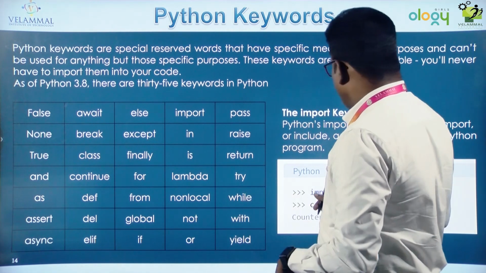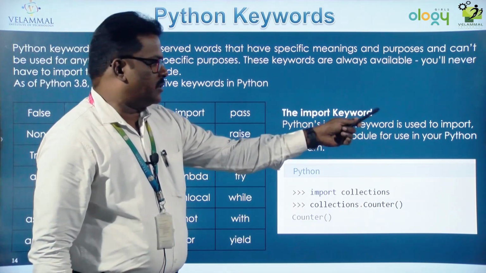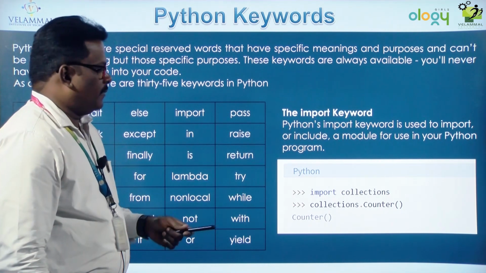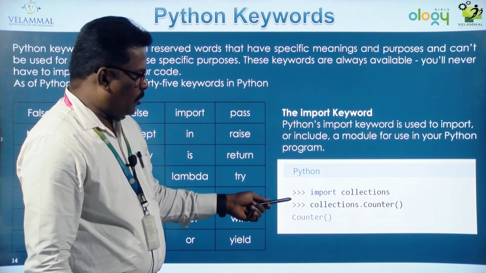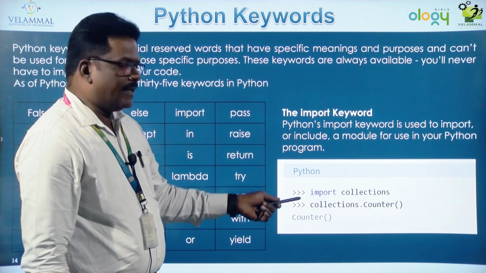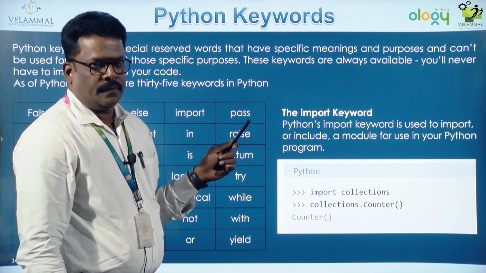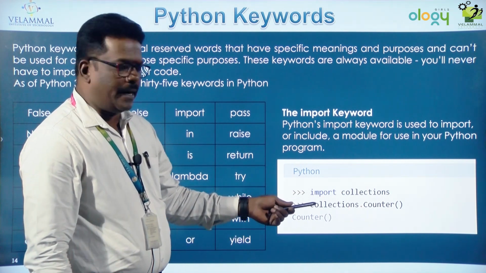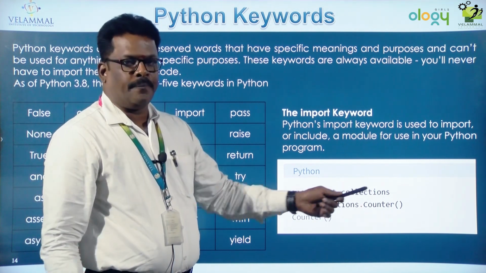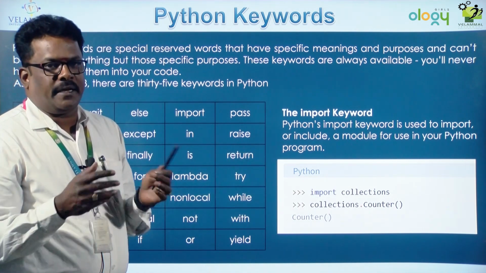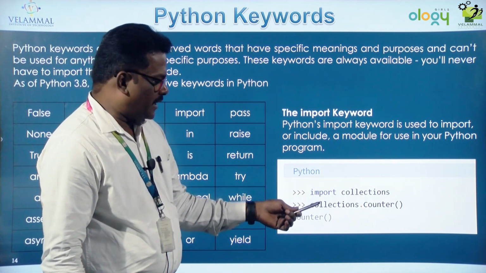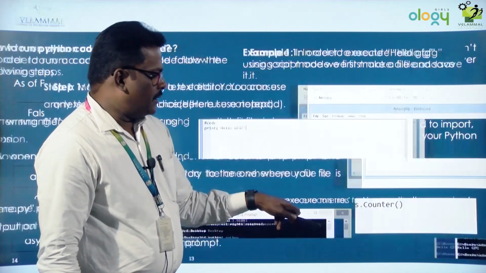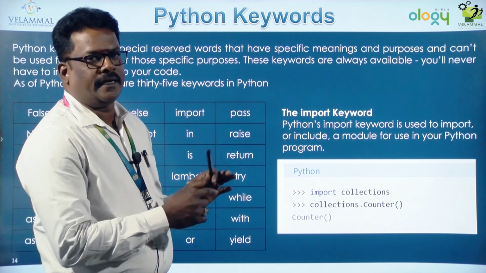One example is the import keyword. Python's import keyword is used to import or include a module for use in your program. This is the interactive mode. Python has been opened. Whenever you see this symbol, it is called the chevron. The chevron prompt allows you to enter Python commands. Here I have entered import collections. One of the modules, or libraries, is collections. By using this, I am going to do some programs. That is why I am importing. This is how a keyword can be used.